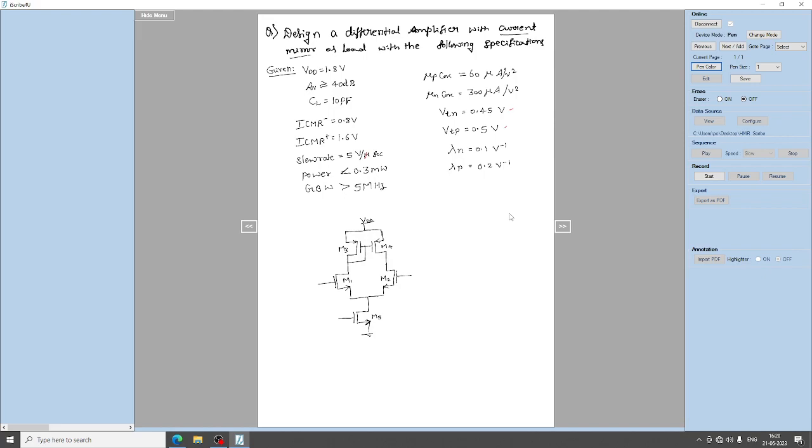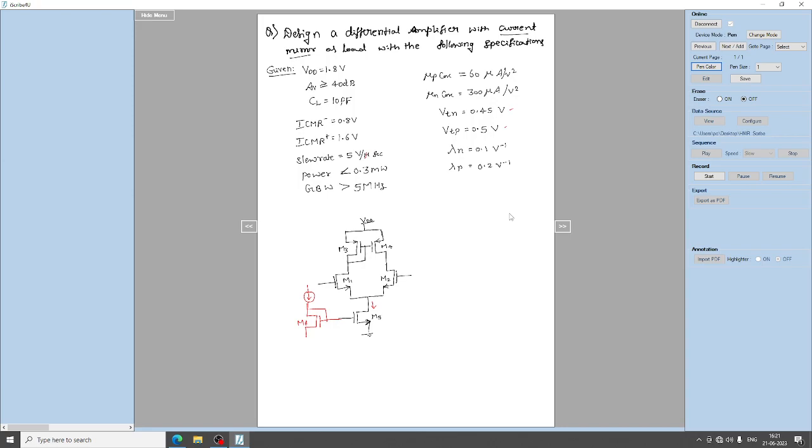These are the transistors M1, M2, M3 and M4, and M5 is the tail current source which carries the total current, and the current in this is decided by a current mirror, given from a diode connected MOSFET. This we will consider as M6.